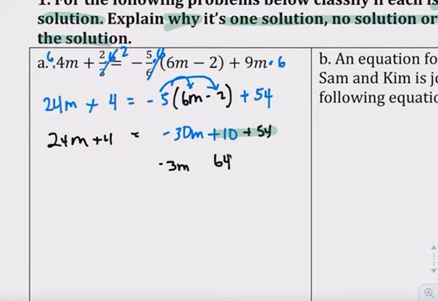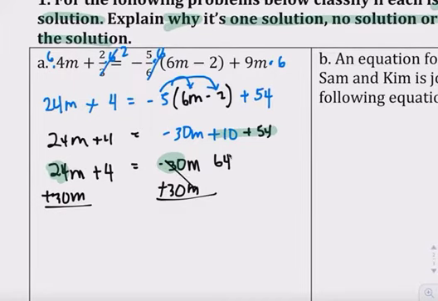-30m. Just by looking at it, what type of solution is this? It's going to be one solution because the numbers next to the variable m are not the same. See that? The numbers next to m are not the same, so it's going to be one solution, so we need to solve it all the way. They're different, so you add 30m, add 30m, you get 54m plus 4 equals 64.